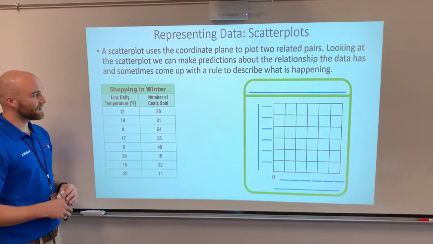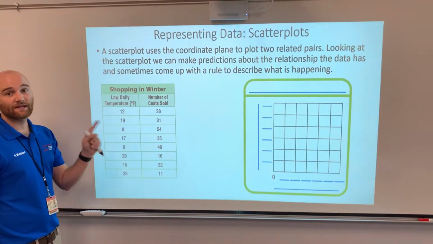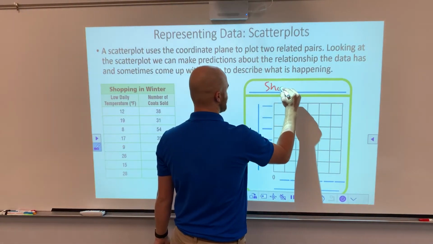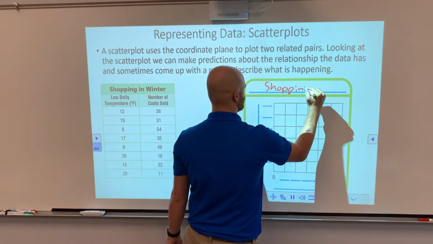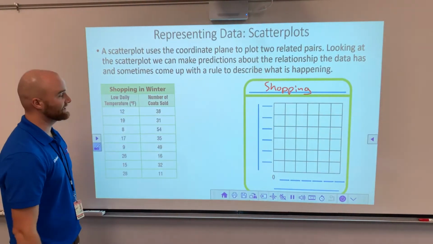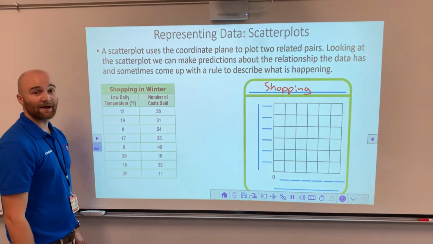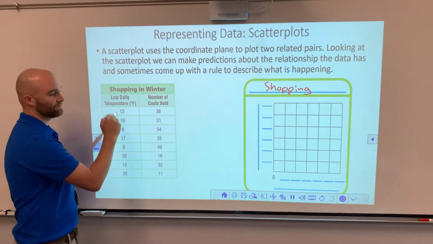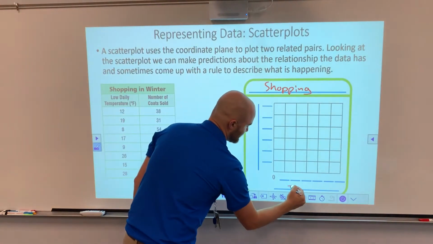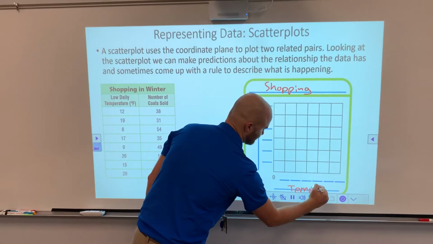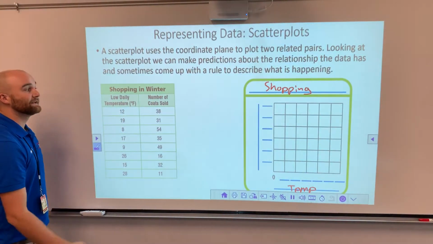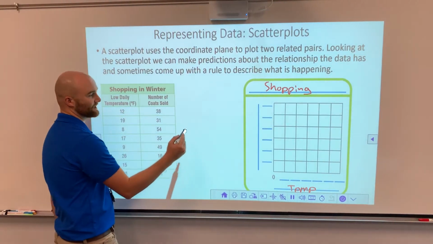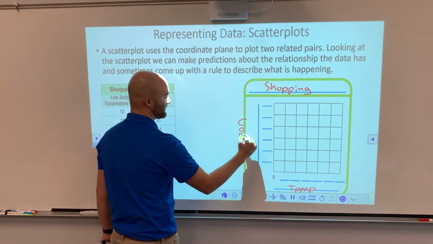All right, now let's plot them. So all I need to do is set it up just like a coordinate grid. I say here is shopping in winter. All I'm going to do is steal that title right over the top. Then I'm going to put my independent variable on the bottom. So my independent variable is the temperature. So I'm going to write down here, this is the temperature. Then on the side, my dependent variable is how many coats I sold. So coats over here.